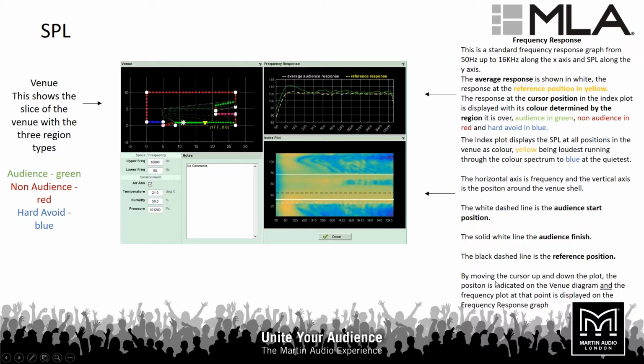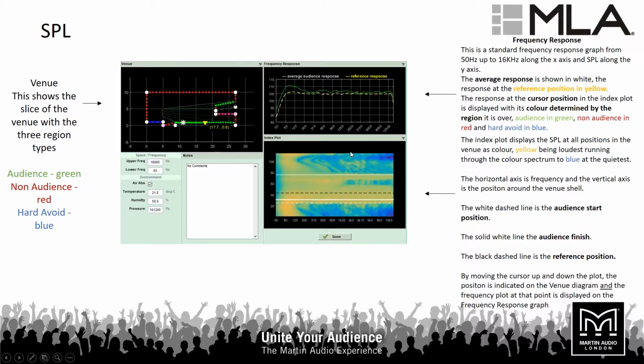So the index plot displays the SPL at all positions in the venue as color, yellow being the loudest, running through the color spectrum to blue being the quietest. So the warmer the colors, the relatively louder the SPL level, and obviously the cooler, the quieter it is. Again, the horizontal axis in this plot is frequency, and the vertical axis is position around the venue shell.